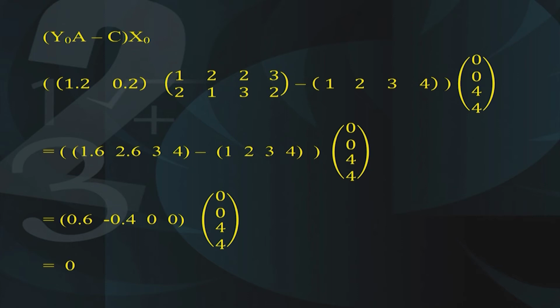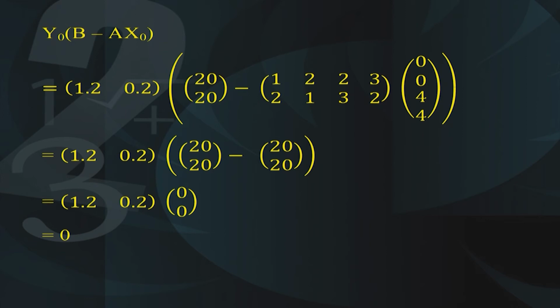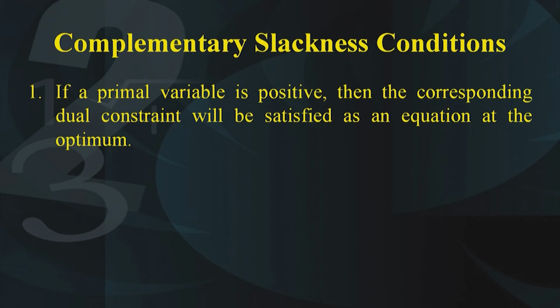Similarly, the second part. The second part says y naught multiplied by (b minus A x naught), and we will substitute the values of y naught. What is y naught? It is a feasible solution of the dual. It is 1.2, 0.2. Similarly, b, what is b? B is the right hand side of the dual, that is 20, 20, and then the A matrix is 1, 2, 2, 1, 2, 3, 3, 2 multiplied by x naught, that is 0, 0, 4, 4. So, that is what you get equal to 0. So, we have shown that the optimality theorem conditions hold.